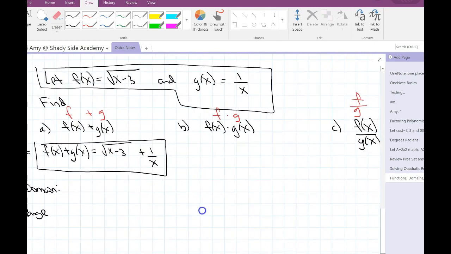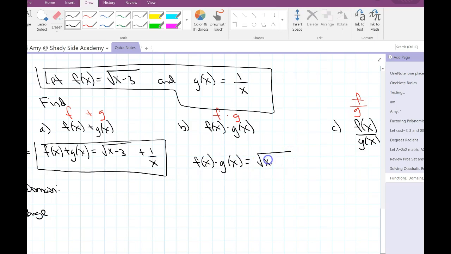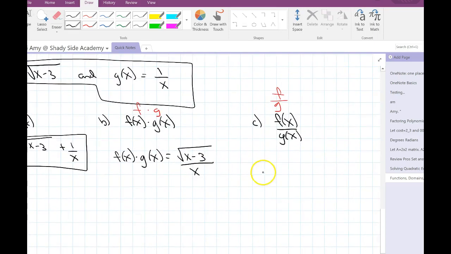Okay, let's go ahead and do B. What is f of x times g of x? Well, f of x times g of x will equal the square root of x minus 3 all over x. And f of x divided by g of x will equal x times root of x minus 3.